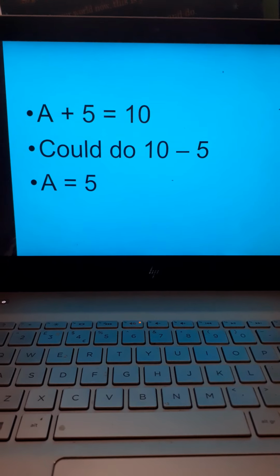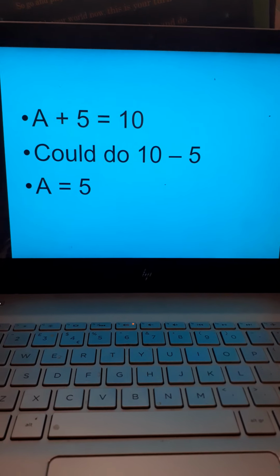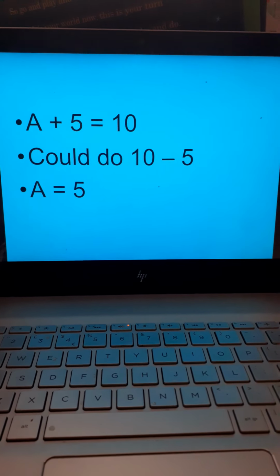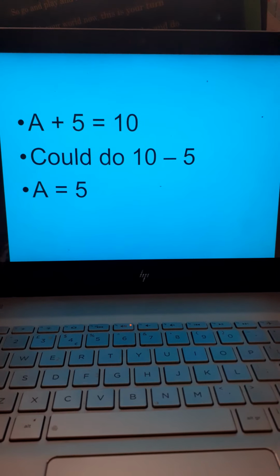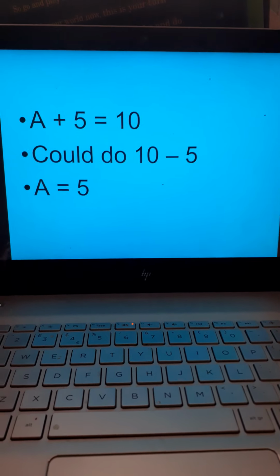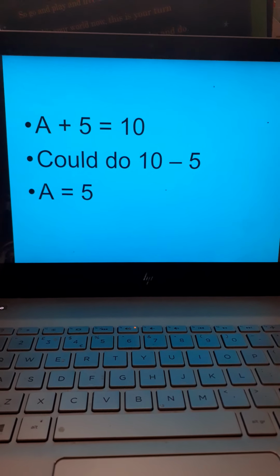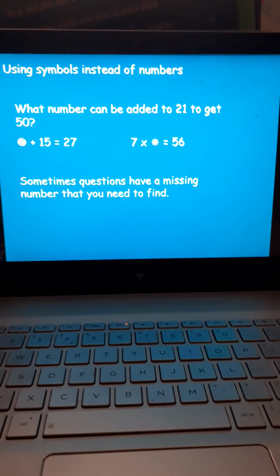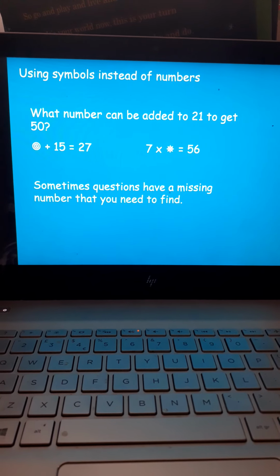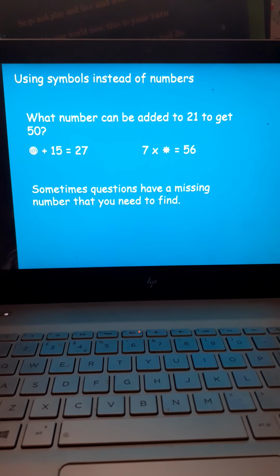So, in my head, I say A plus 5 equals 10. I do the inverse in my head and I say 10 take away 5 will get you A. A equals 5. And that's what you're doing today. You're finding out the value of each of the letters. There's lots of different ways you can do this. There's a few challenges here for you to get your teeth stuck into.